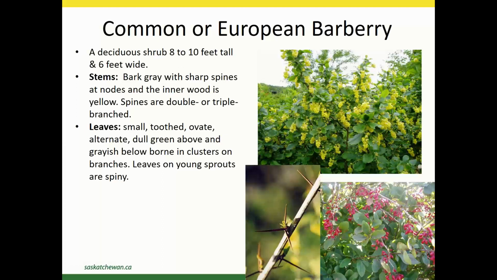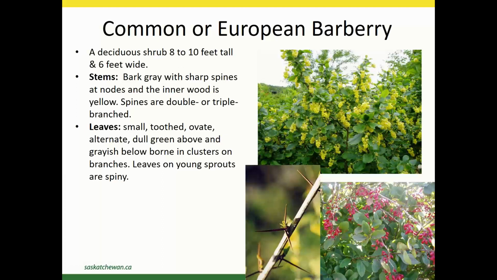A couple of shrubs or trees in the mix here. This is common or European Barberry. It's a shrub or small tree that's up to 10 feet tall. The bark is gray and it has sharp spines on it, and generally there are double or triple spined nodes there. The inner wood is yellow, which is quite distinct, so that's something to use as an identification feature.